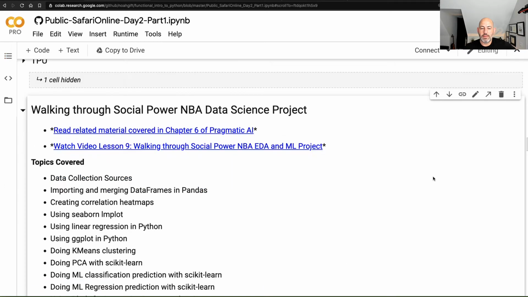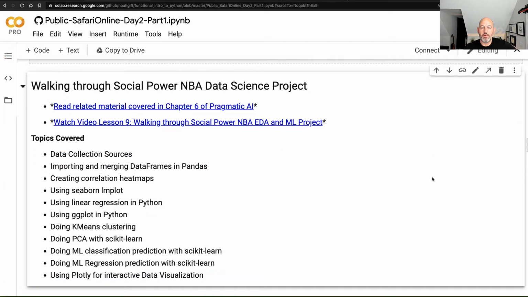So let me talk a little bit about this process. This is a social power NBA data science project, and some of the topics that are covered in this particular section are the data collection sources, importing and merging data frames with pandas, how to create a correlation heat map using Seaborn, using linear regression, using ggplot, k-means clustering, principal component analysis, classification with scikit-learn, regression, and then using Plotly.